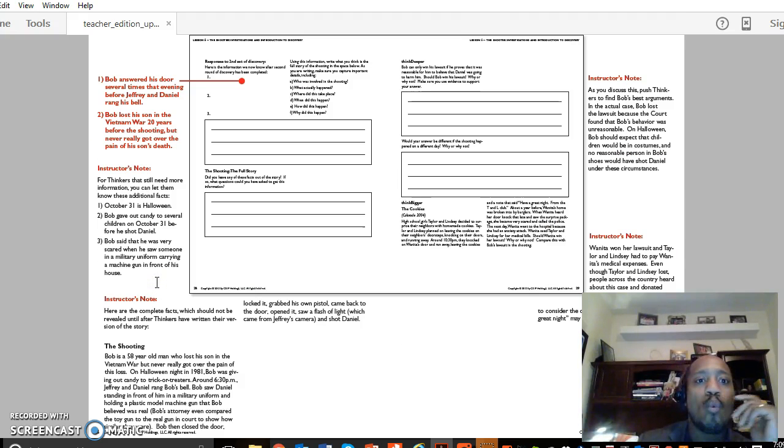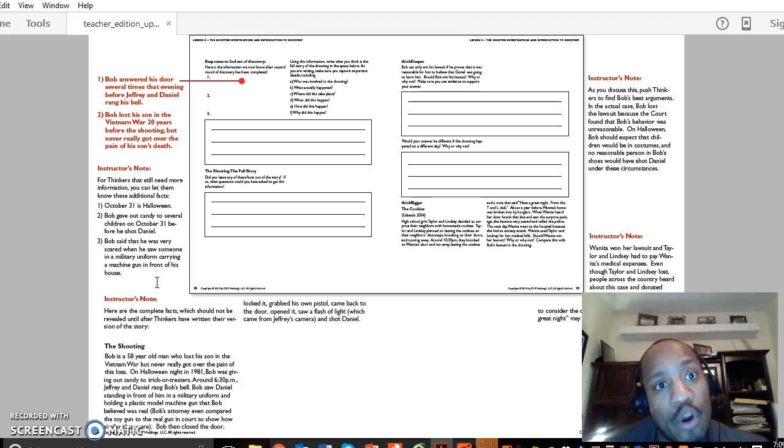So we go through the second set of discovery, they ask additional questions, and then we give them these 2 additional facts about Bob answering his door several times that evening, about Bob losing his son in the Vietnam War, and then you just want to have them come up with their story of what they think happened. Okay? Let a few people share that story out, and then you actually read out the story of what happened in the shooting, or put up the slide and allow somebody else to read what happened in that story.